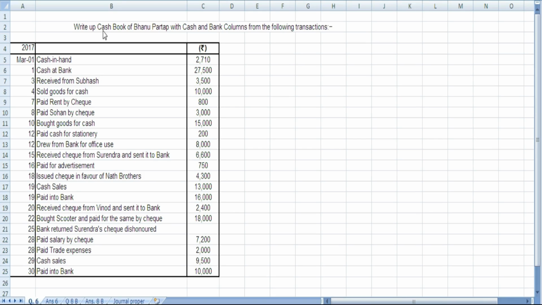We'll do the question. Write a cash book of Bhanu Pratap with cash and bank column from the following transaction. So we will be doing the double column cash book. The date is given this side for the transaction. The various transactions are given here and the amount of transaction is given on this side.